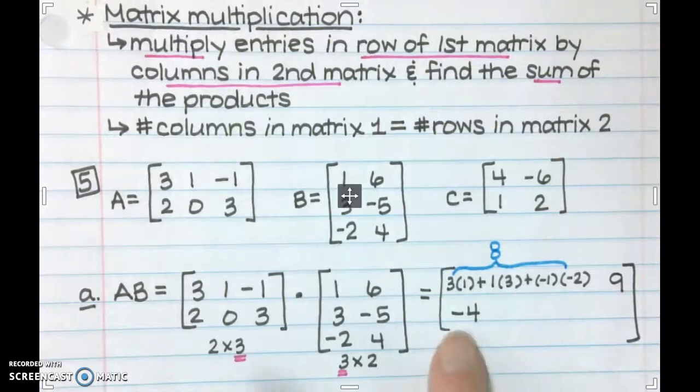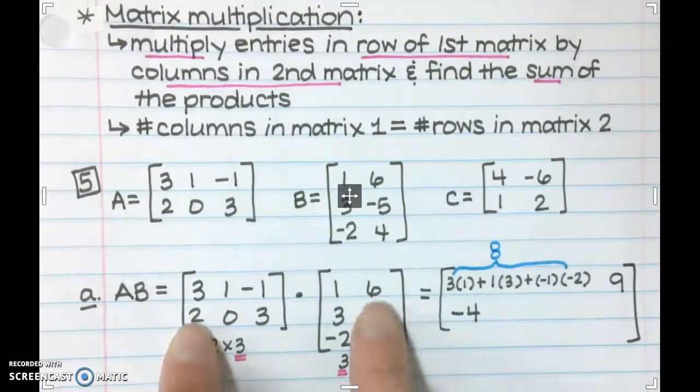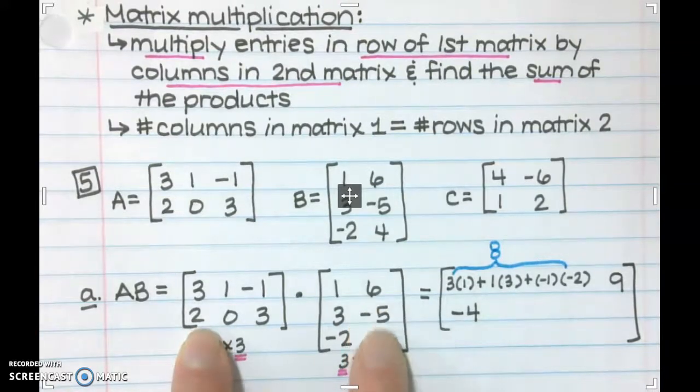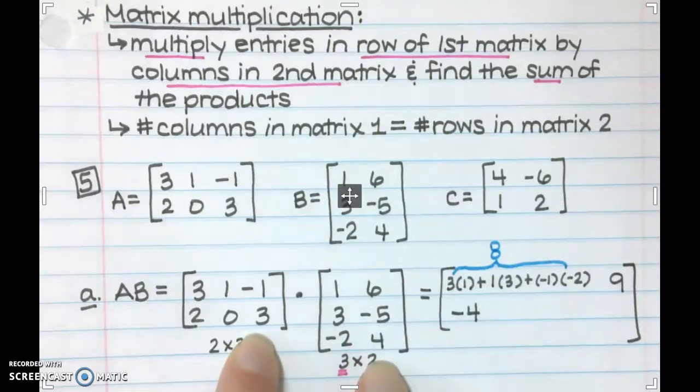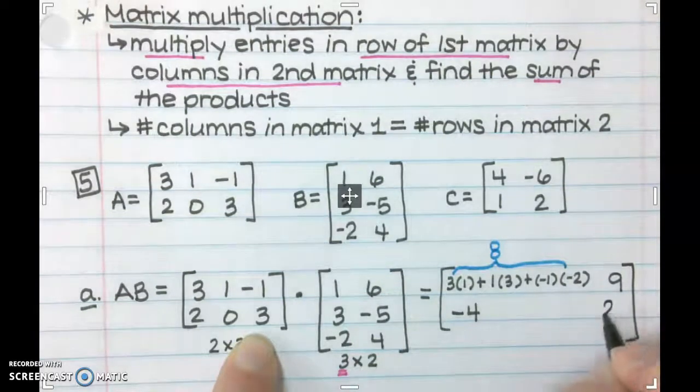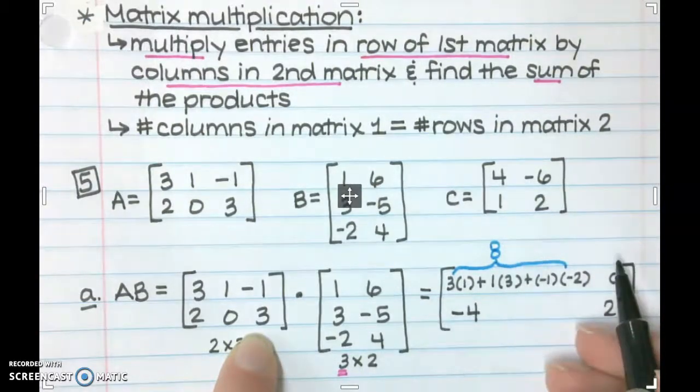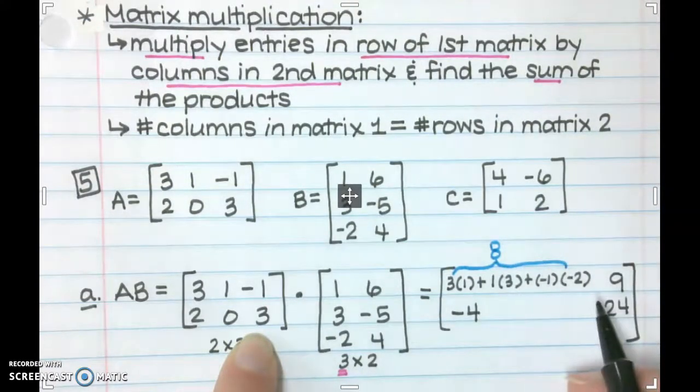And now I'm in the second row, last column, across this row, down this column. 2 times 6 is 12, plus 0, plus 12. So 12 and 12 gives me 24. So I have 8, 9, negative 4, 24.